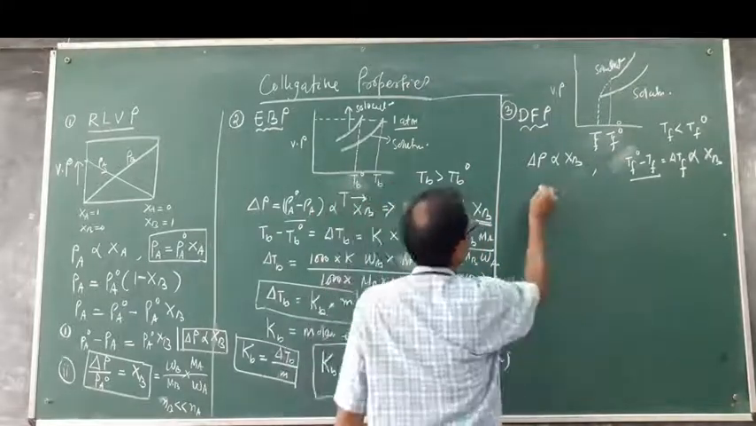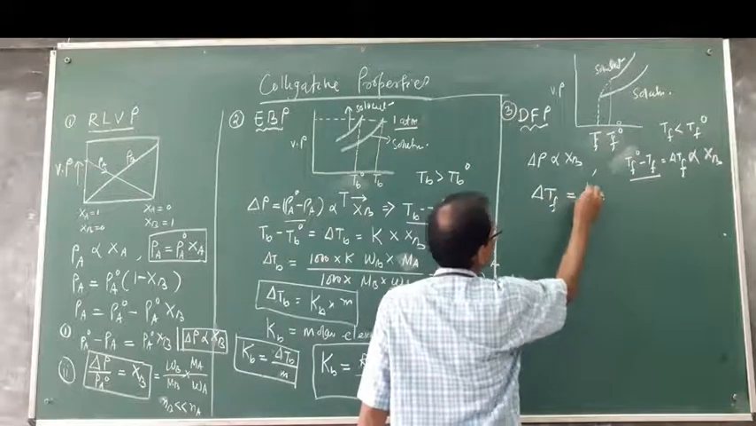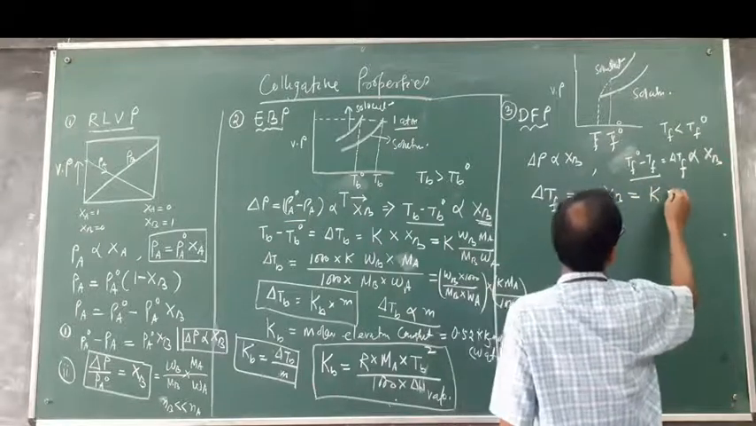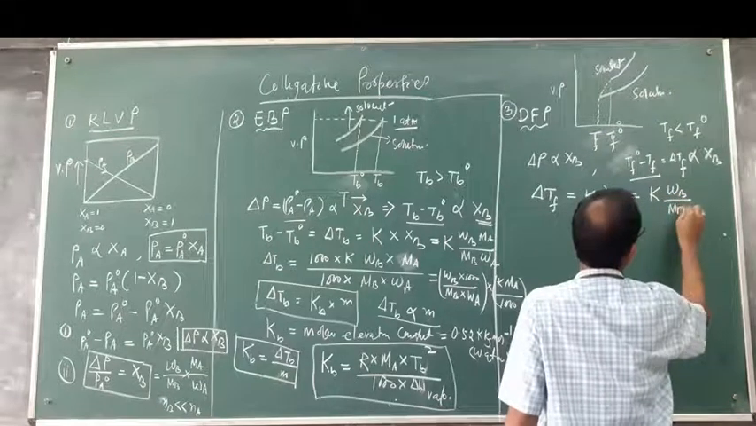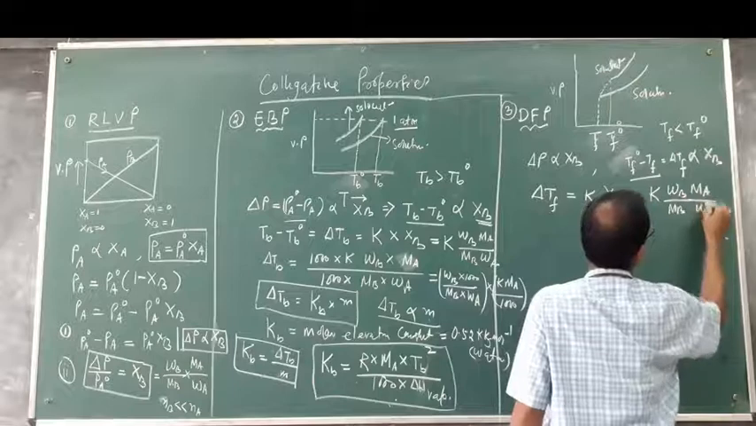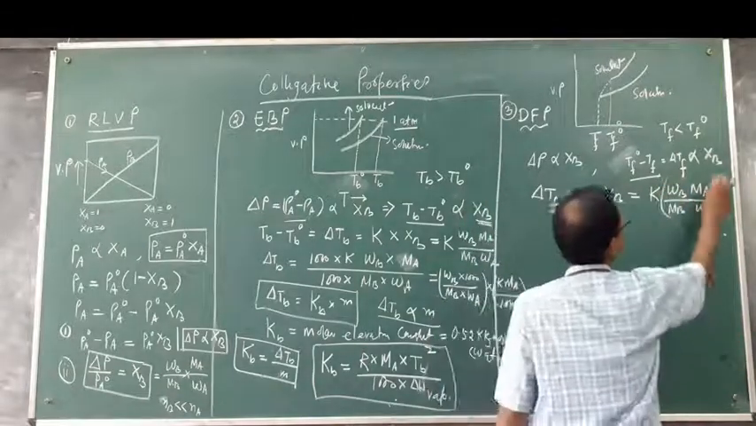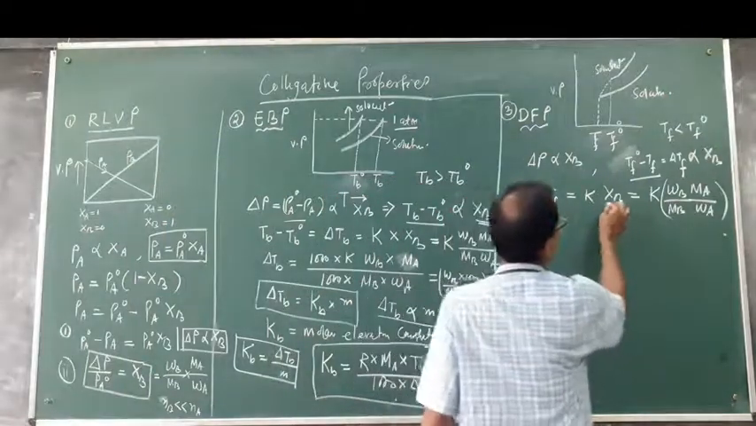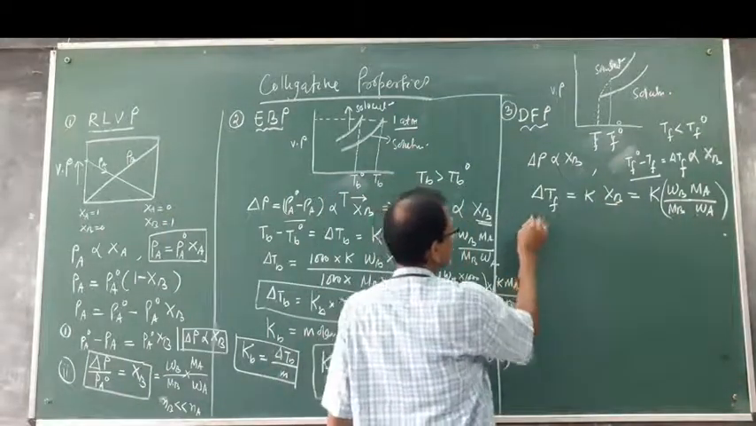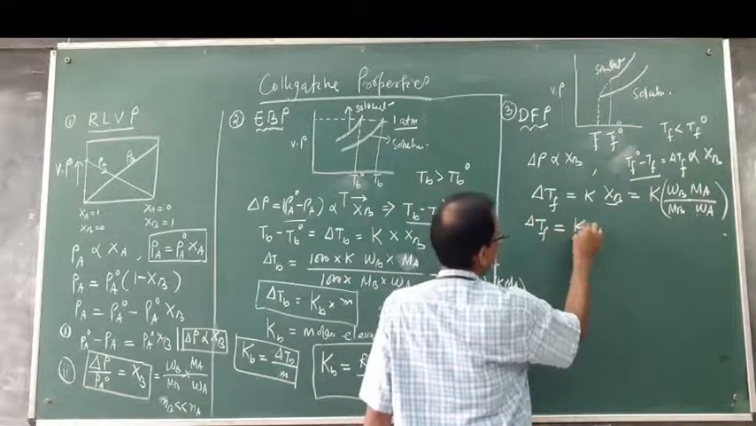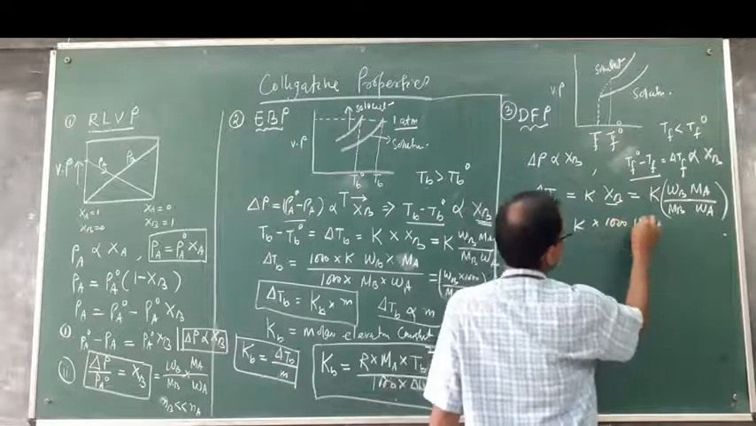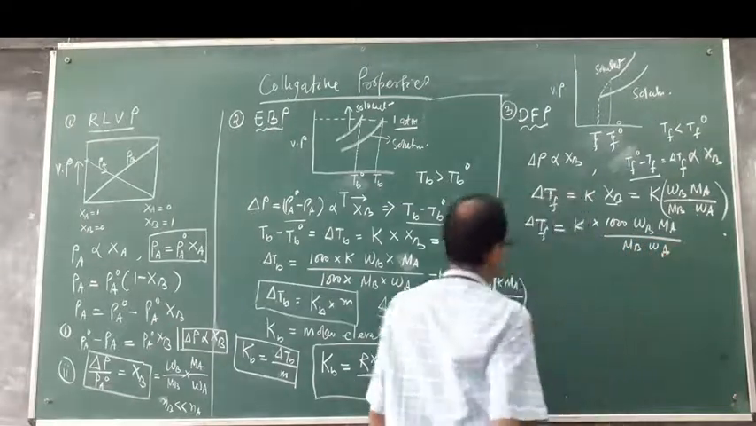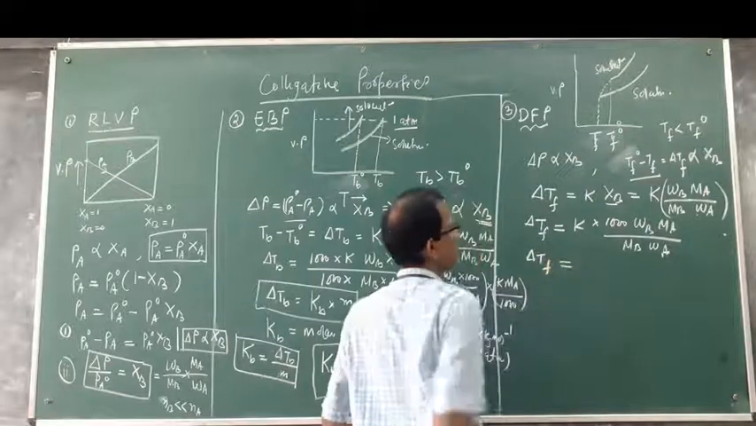Then, with a similar derivation, we can write del Tf is equal to some constant k into xi v, which can be written as k into wb by mb into ma by wa. We already wrote this formula in Raoult's law. Now, in the same way, del Tf is equal to k into 1000 into wb ma upon mb wa. Now arrange it.